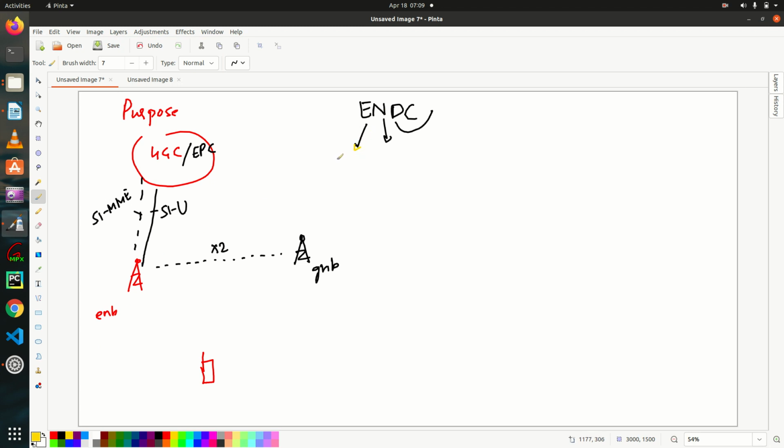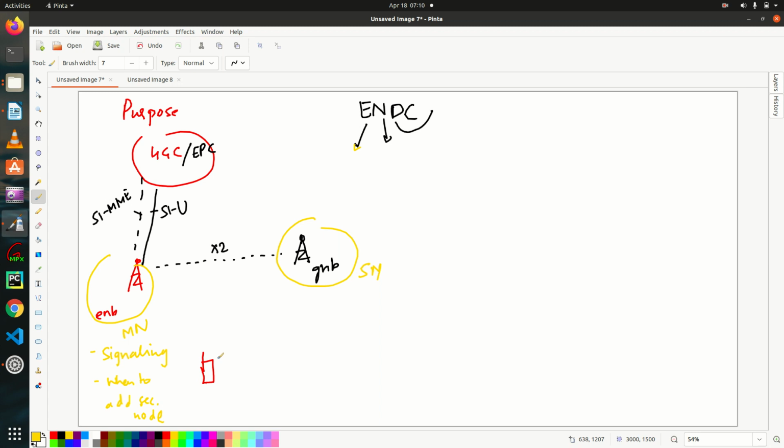And one more important thing is that E has been written before N. Why? Because here the E node B is known as the master node, whereas G node B is known as the secondary node. The master node is responsible for signaling with the core node, and along with this signaling it also has to take decisions like when to add the secondary node.